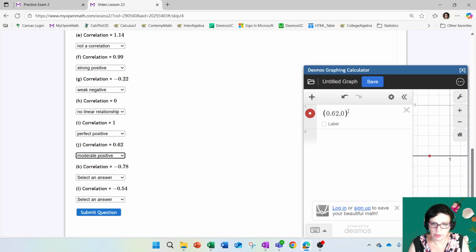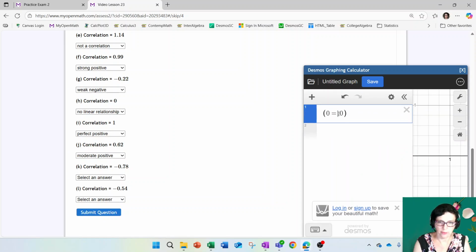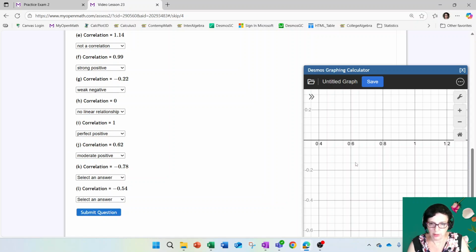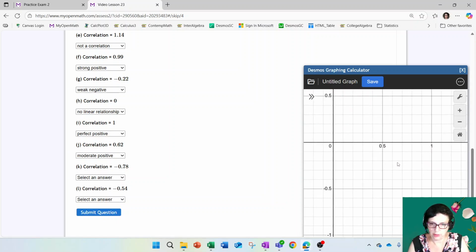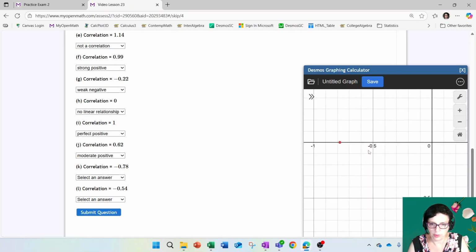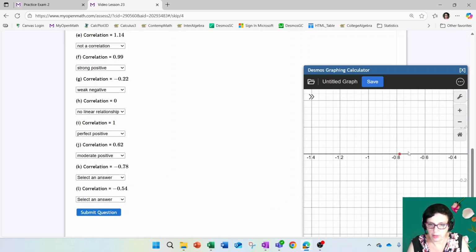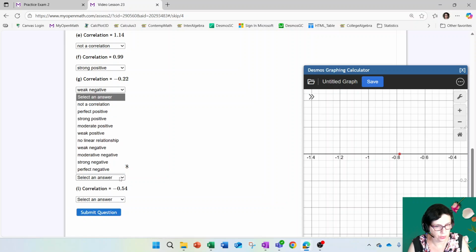Okay, we have a couple more. Negative 0.78. Let's see what that is. I think it's definitely negative, right? But negative 0.78, let's see what that is. It's going to be over here, and negative 0.7 is here. So this looks to me like it's between -1 and negative 0.7. So that's strong negative.